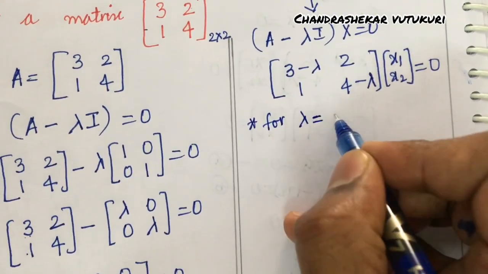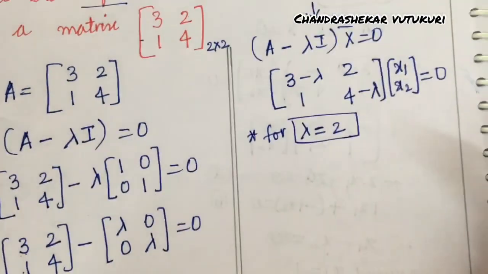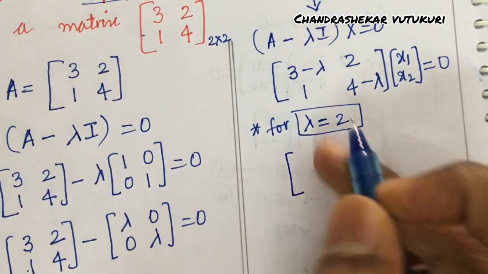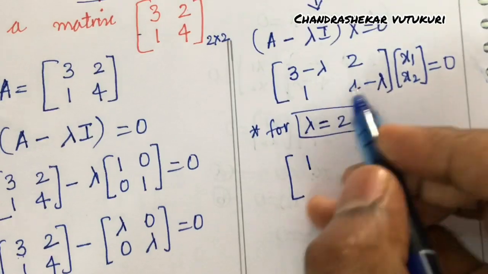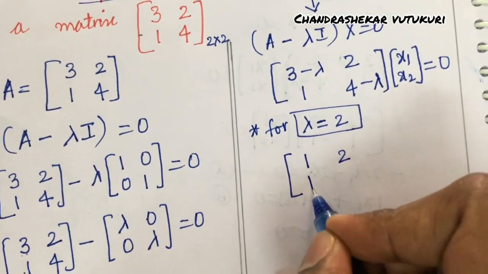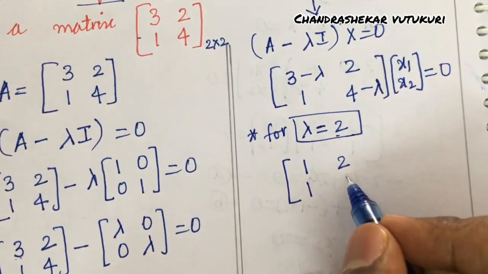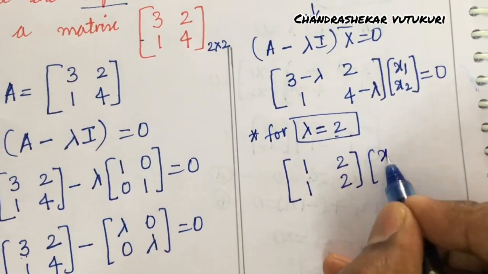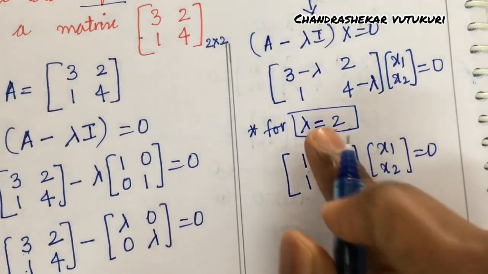I am taking lambda equals 2 to work out the eigenvectors first. So, I need to substitute in this matrix. Upon substituting lambda equals 2 in the above matrix, 3 minus 2 will be 1, and this is 2, and this becomes 1, and 4 minus 2 in place of lambda will give me a 2. This is nothing but the matrix of size 2 by 2 where lambda equals 2.